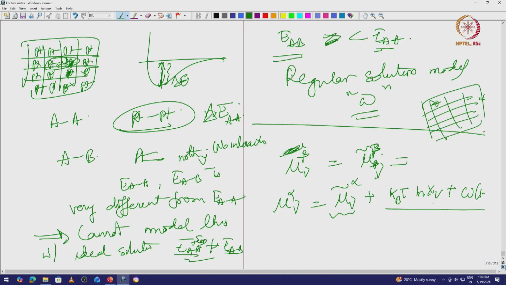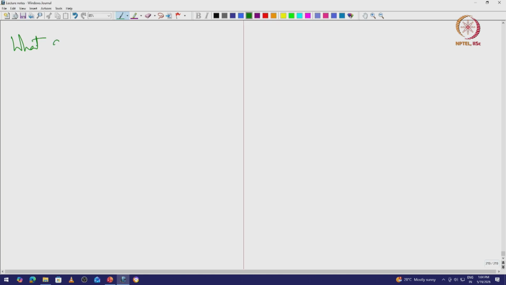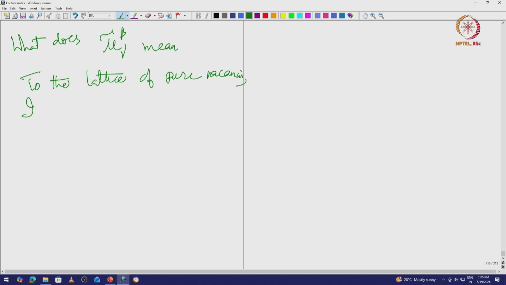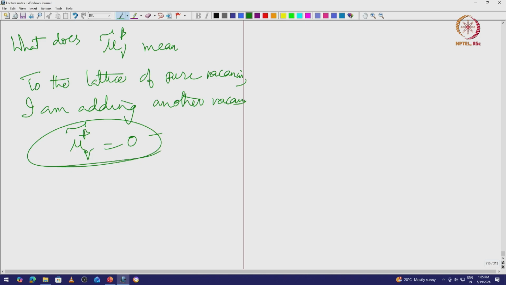All right. Now what does mu vacancy in beta mean? It means to the lattice of pure vacancies, I am adding another vacancy, right. Essentially I am doing nothing. So mu beta is equal to 0, right. Similarly mu alpha is a different structure. I am assuming now that all this nothing is existing in a different structure, right.